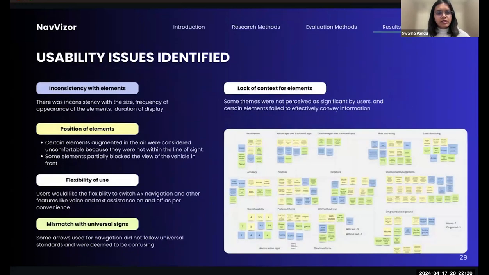Some of the usability issues we identified were inconsistency with the size, frequency, and duration of display of the elements. Some elements augmented in the air were out of the line of sight, and a few partially blocked the view of the vehicle in front.